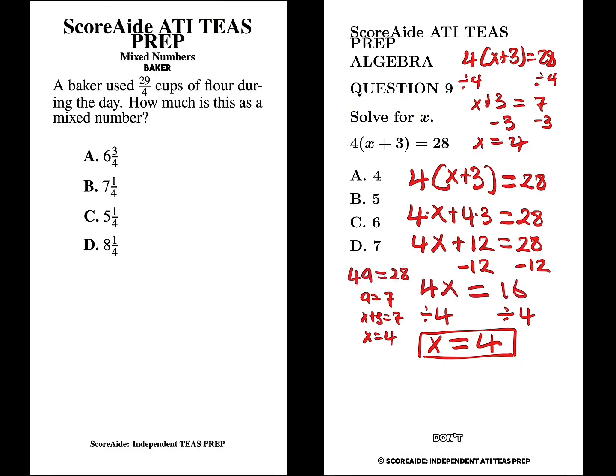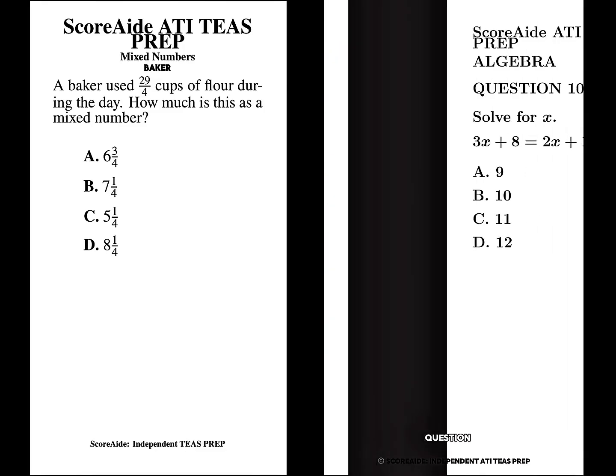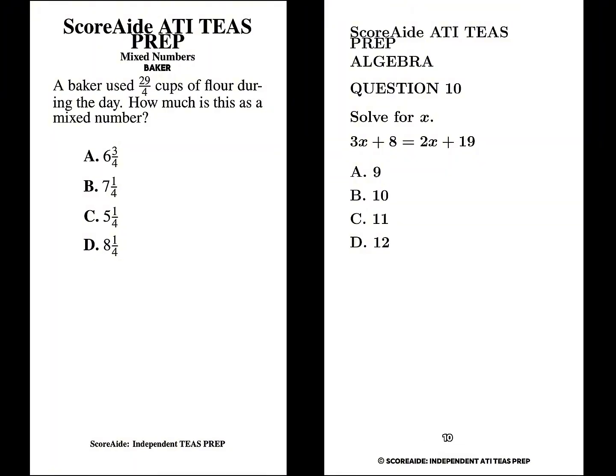But you don't do it. I advise you to open the brackets first, right? If you understand it, then fine. But if not, open the brackets first. Now, let's look at question 10. Solve for x. So we have 3x plus 8 is equal to 2x plus 19.